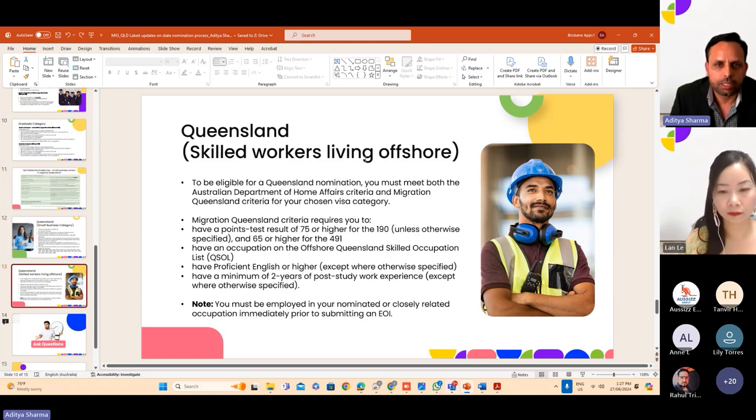You have to have proficient English, which is 7 in each band for PTE or IELTS. If you have 7 in each, you can lodge the EOI, and you need a minimum of 2 years of work experience in your nominated occupation. So you have to be working to make an EOI for the 190 or 491 in Queensland. And as I said, you have to be working in your nominated or closely related occupation before you lodge your EOI. So these are the 4 categories for Queensland state nomination EOIs for the 491 and 190.